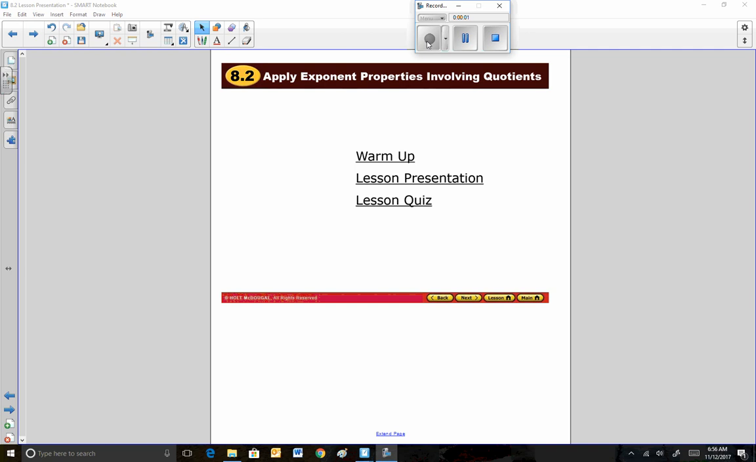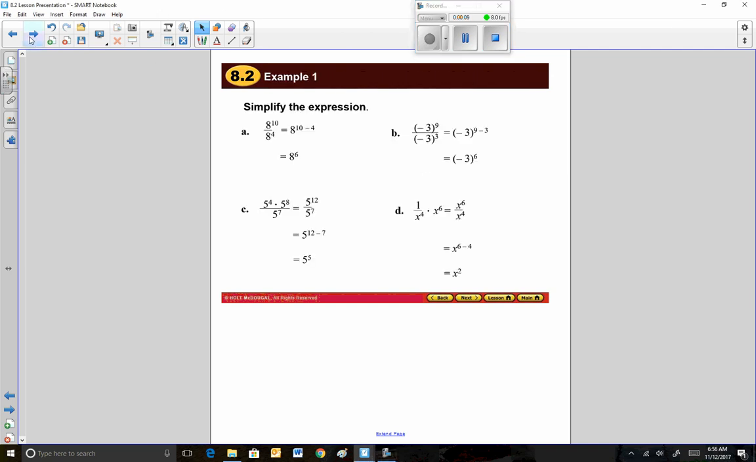Everyone. Today we are looking at applying exponent properties involving quotients. And you know that quotient means division, right? All right, let's take a look at a problem.